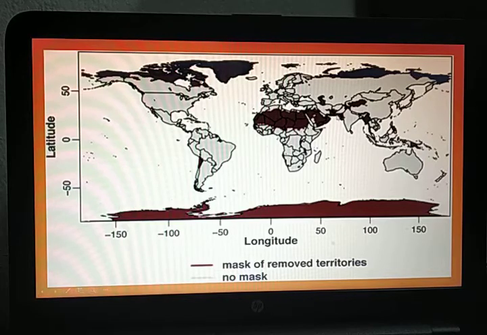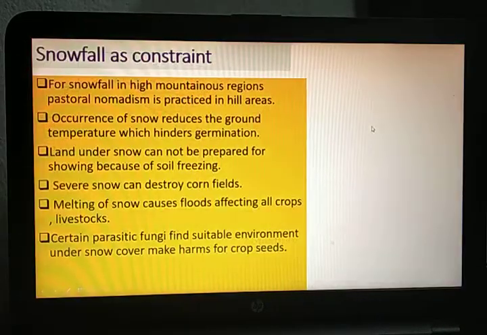Some parts of Afghanistan and Pakistan, and a few parts of India, that is Rajasthan and Gujarat, and some pockets of Southeast Asia suffer from drought.